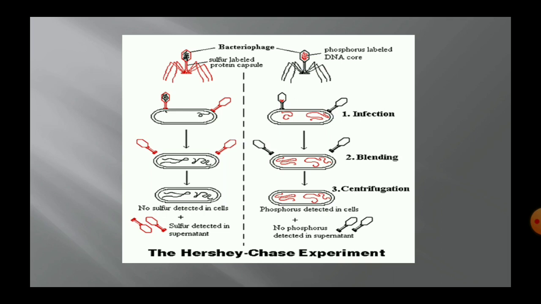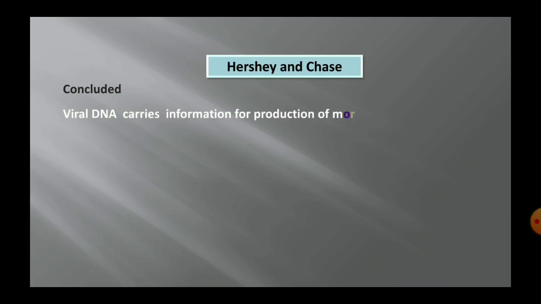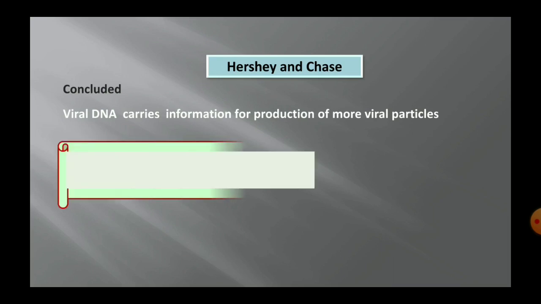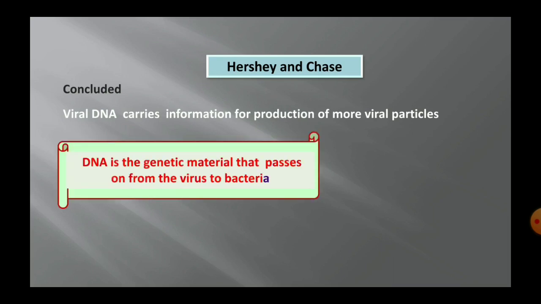In the first experiment, sulfur is detected in the supernatant, and no sulfur is detected in the cell or pellet. In the second experiment, radioactive phosphorus is detected in the pellet. No radioactivity is found in the supernatant. So Hershey and Chase concluded that the viral DNA carries the information for production of more viral particles. So DNA is a genetic material that passes from virus to bacteria.